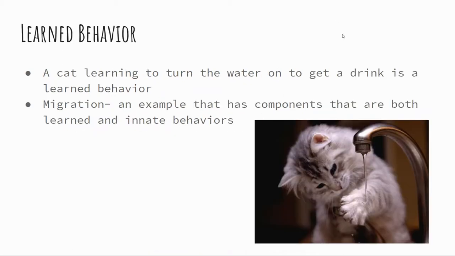Then you have learned behaviors. So a cat learning to turn the water on to get a drink is an example of a learned behavior. Migration is an example that has components that are both learned and innate behaviors. So organisms that migrate understand and have the urge, so to speak, to migrate, but the young ones do have to be shown how to migrate and where to go. So it's a mix of both innate and learned behaviors.